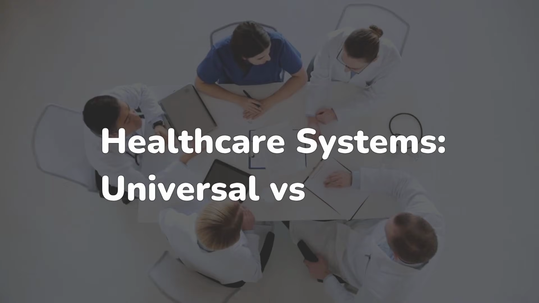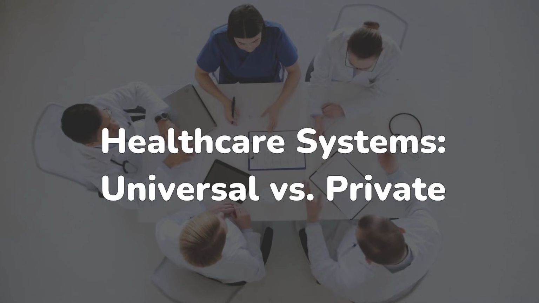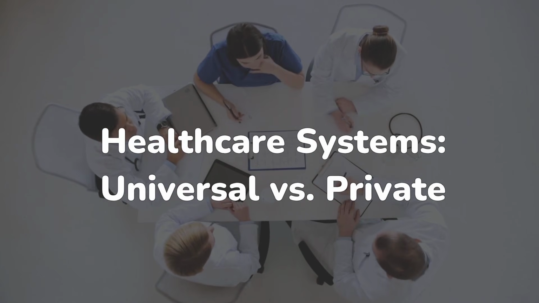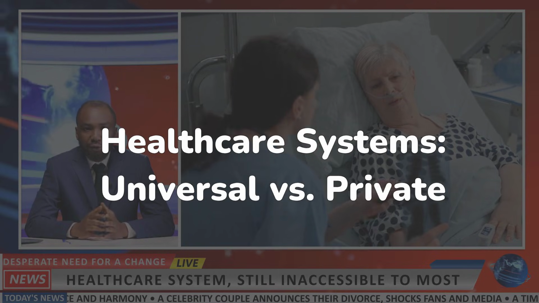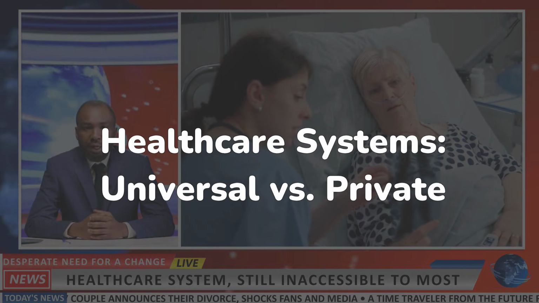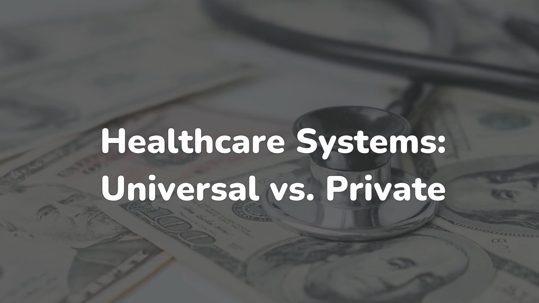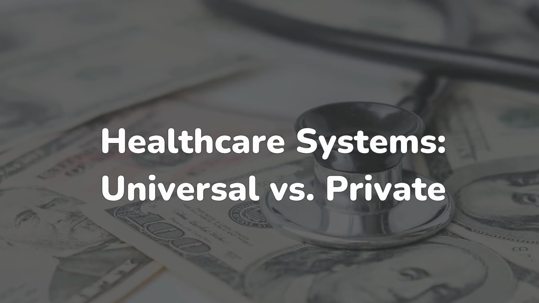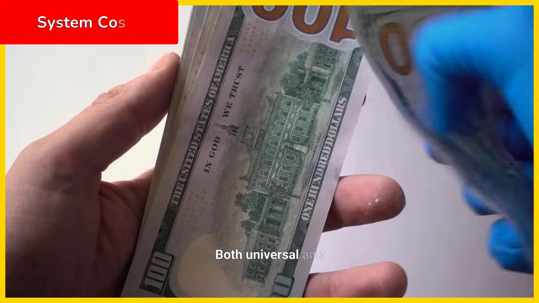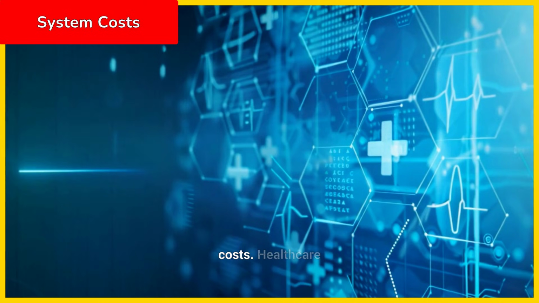The global discussion surrounding healthcare systems frequently centers on a fundamental dichotomy, universal versus private models. This debate is not merely academic. It profoundly impacts individuals and national economies. At its core, the central question revolves around who ultimately bears the financial burden of healthcare provision. Both universal and private systems inherently involve significant costs.